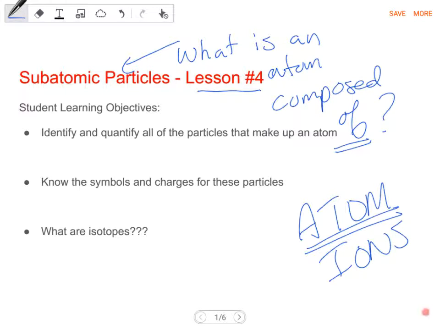The student learning objectives: identify and quantify all particles, know the symbols and charges. I actually even added on here location. And then you have what are isotopes. I don't find this to be overly important right now in Science 10. I'll just do an introduction to that and we'll move on. Again, if you find it helpful from now on, you might want to have your periodic table data booklet with you, just to help you check things out as we go.